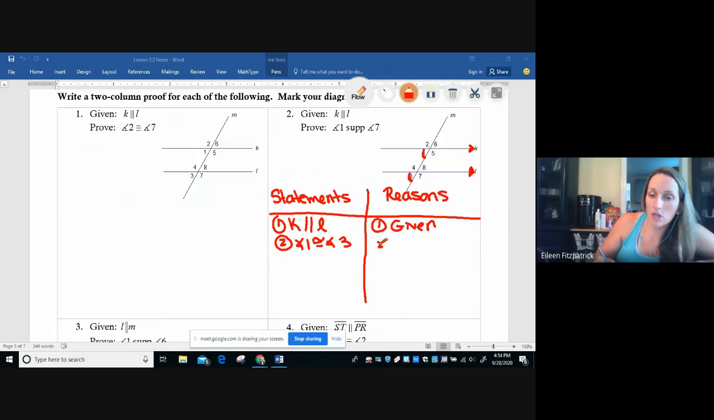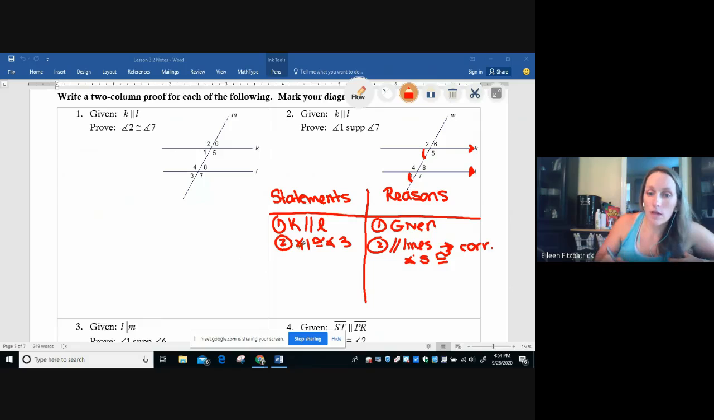I'm going to say angle 1 is congruent to angle 3. And the justification, what kind of angles are they? We're going to say parallel lines implies corresponding angles congruent. Now we pulled angle 3 into the proof.